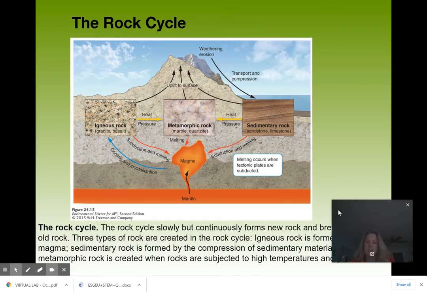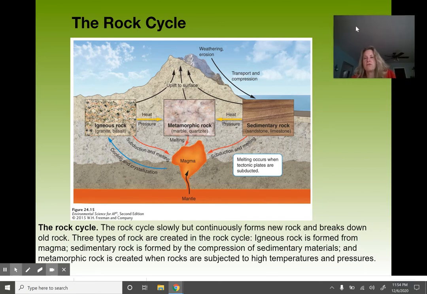All right, and then the rock cycle. Hopefully this is a review, maybe from junior high, or if you took earth science, then it should definitely be a review. But the rock cycle is igneous, metamorphic, and sedimentary. And then basically they're constantly changing. So a metamorphic rock is formed by heat and pressure.